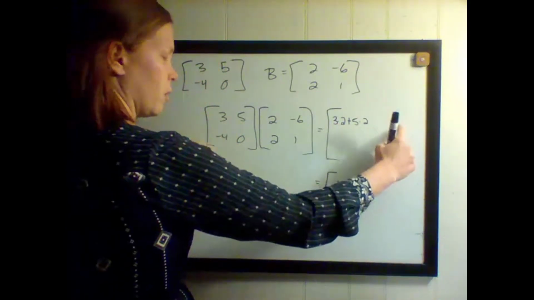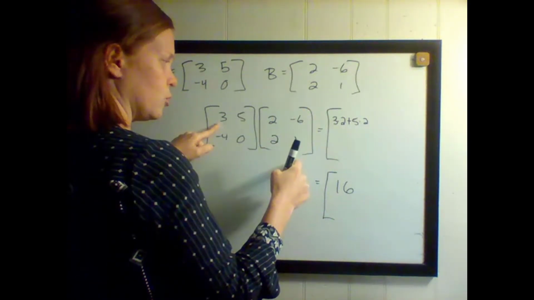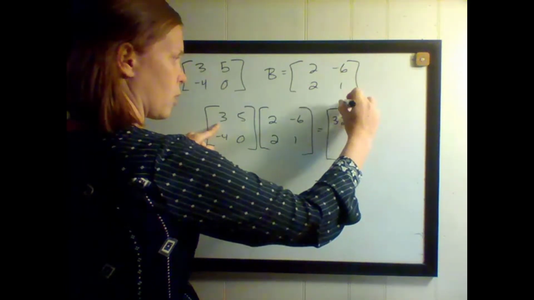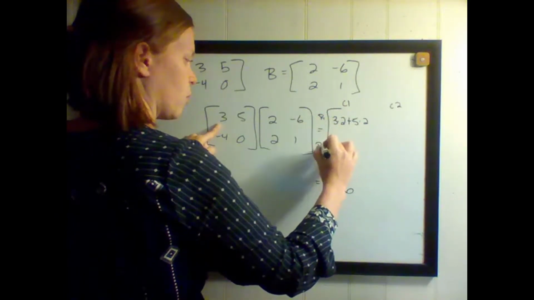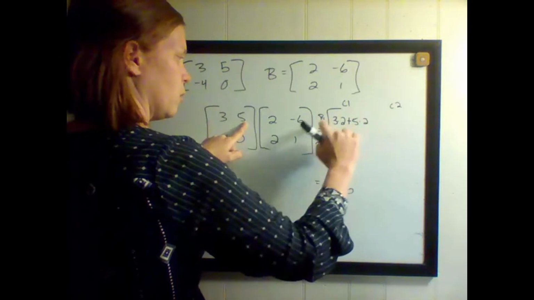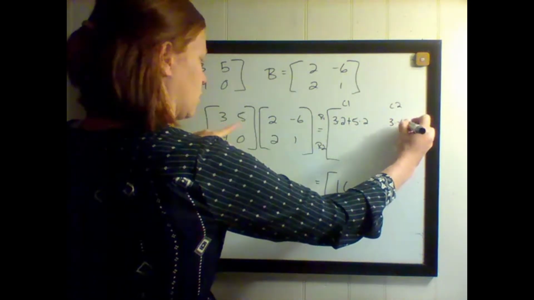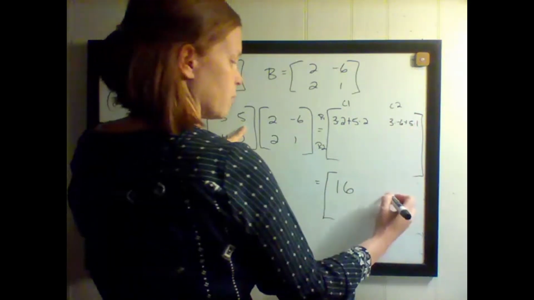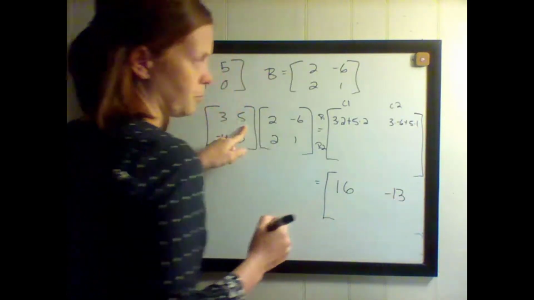Now I go right here. So now I'm doing row 1 by column 2. Because right here, notice, this is column 1, column 2, row 1, row 2. So right here, I would take row 1 by column 2. So 3 times negative 6 plus 5 times 1. That's negative 18 plus 5 is negative 13.